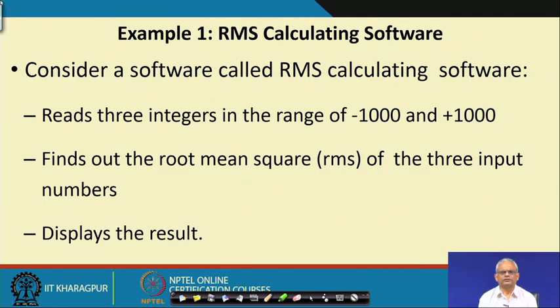Now, let us do one example problem, and normally when we learn anything, we start with something very simple and then do more sophisticated problems. The simplest problem that we do is called the RMS calculating software. It is a rather trivial software which just reads 3 numbers between minus 1000 and plus 1000, computes their root mean square or RMS, and then displays the result. Very simple software.